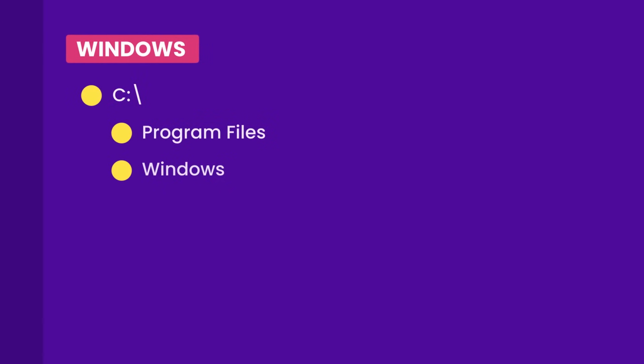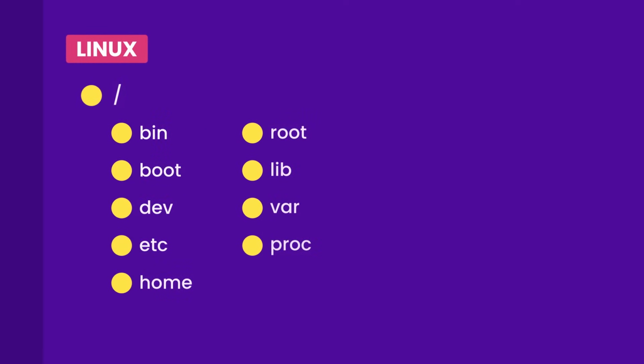So in Linux, just like Windows, our files and directories are organized in a tree, in a hierarchical structure. So in Windows, we have a structure like this, with C drive on top of the hierarchy. Then below that, we have directories like program files, Windows, and so on. In Linux, we have the root directory on top of the hierarchy. Below that, we have a bunch of standard directories.